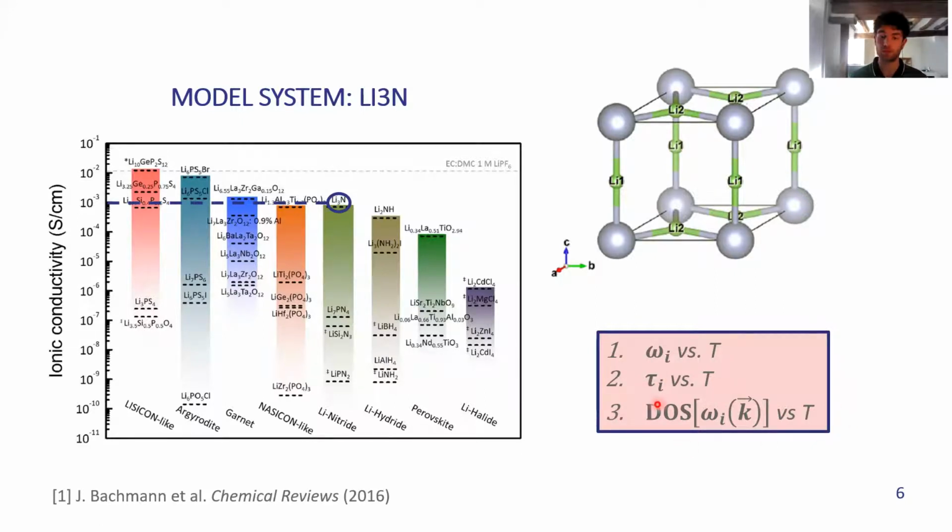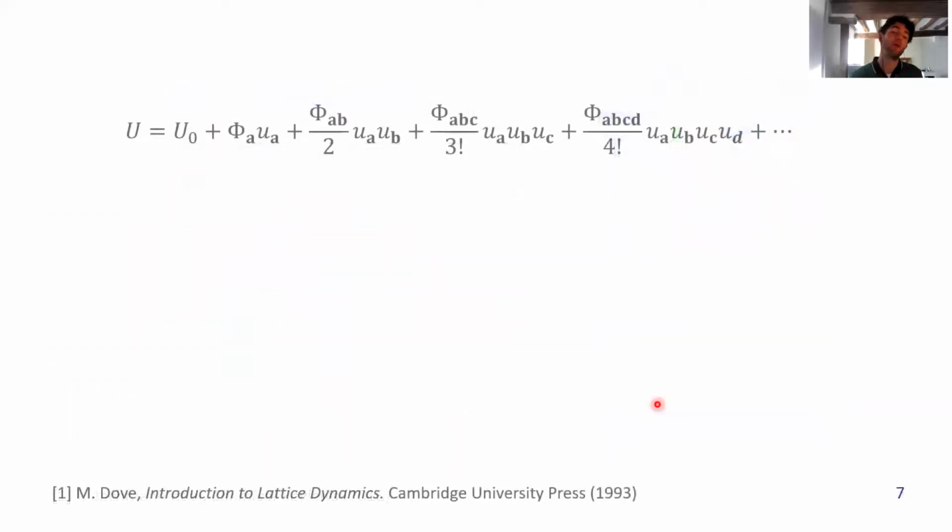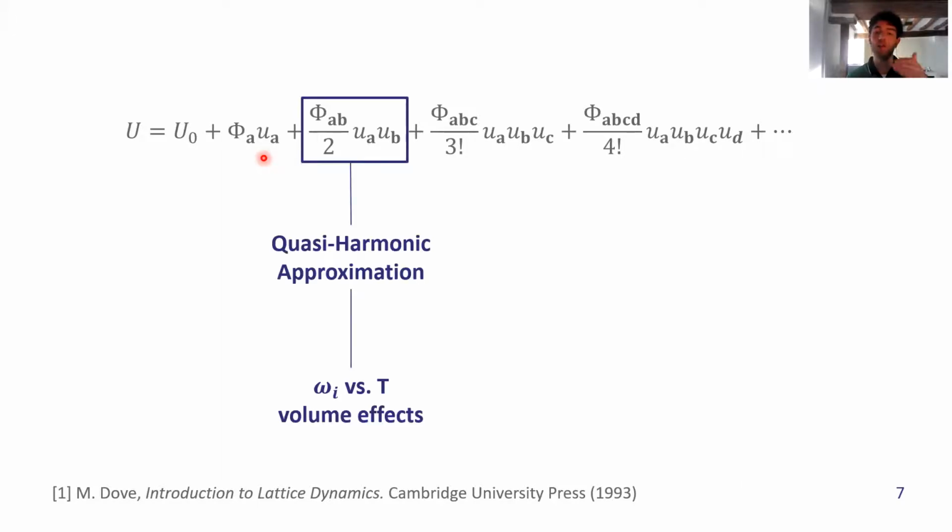Okay, so to calculate that, we need to go to lattice dynamics theory, and so this is a Taylor expansion of the potential energy. So the first two terms are not very important for our purpose, but the second order terms can give us a bit of information, even though the so-called harmonic term does not include a description of temperature. But in fact, what we can do is calculate harmonic terms at different volumes within the quasi-harmonic approximation and get the frequency shift with respect to volume expansion.